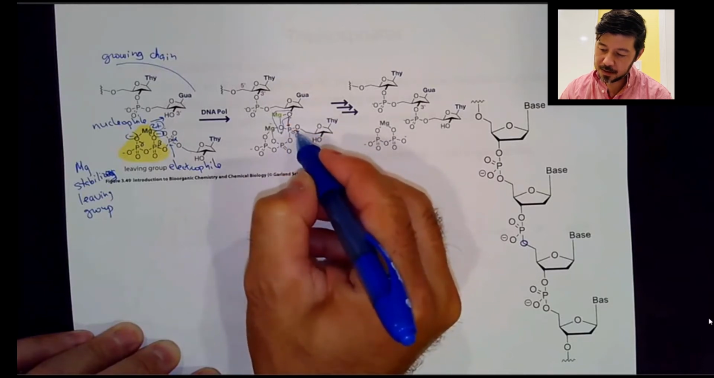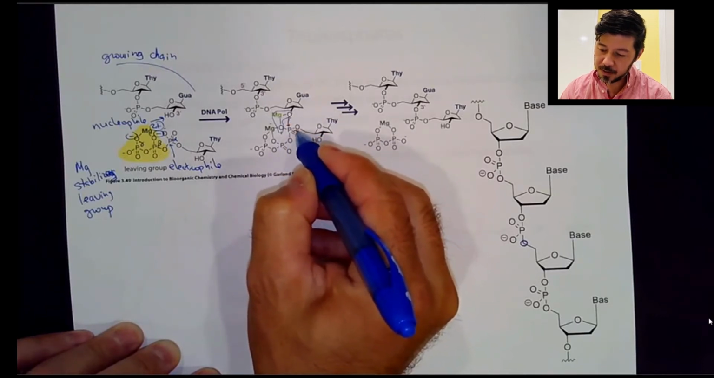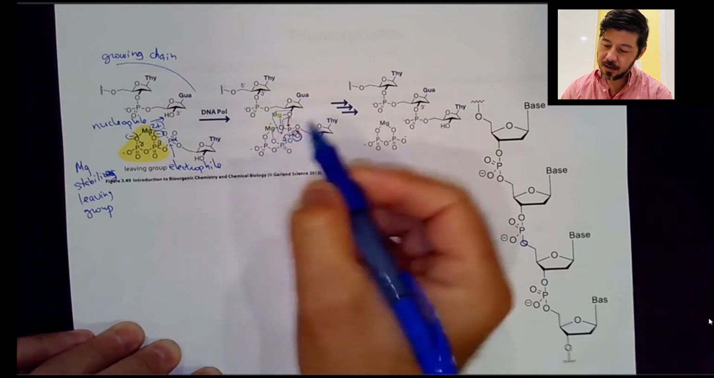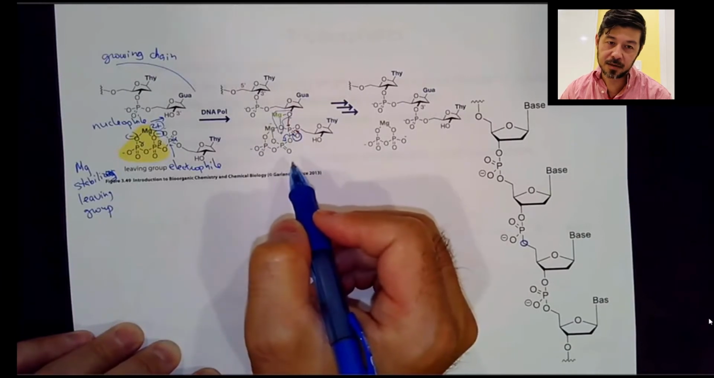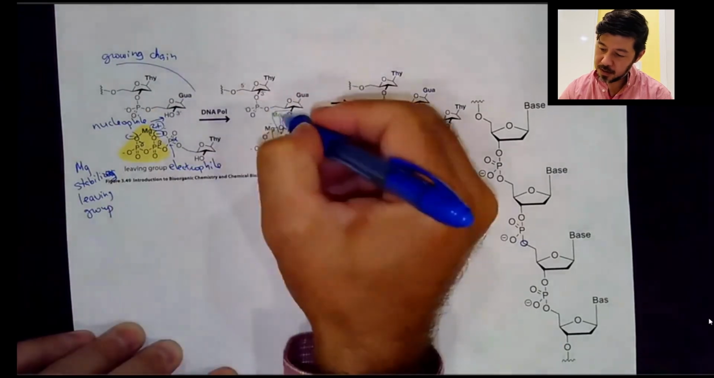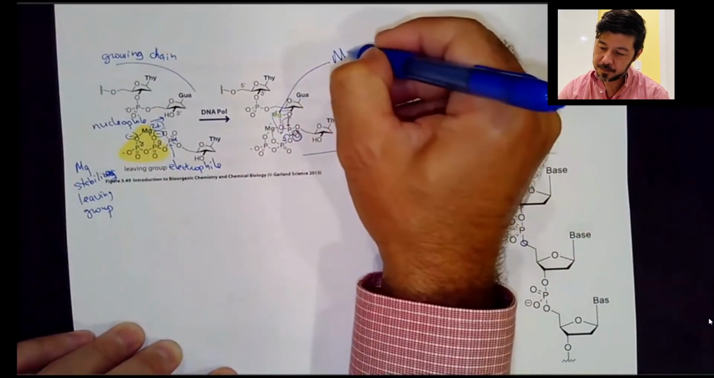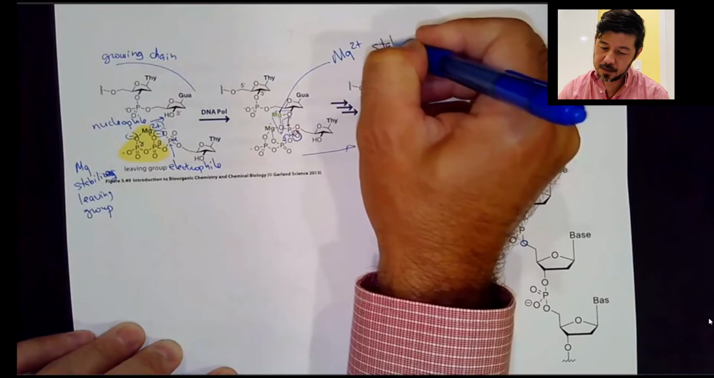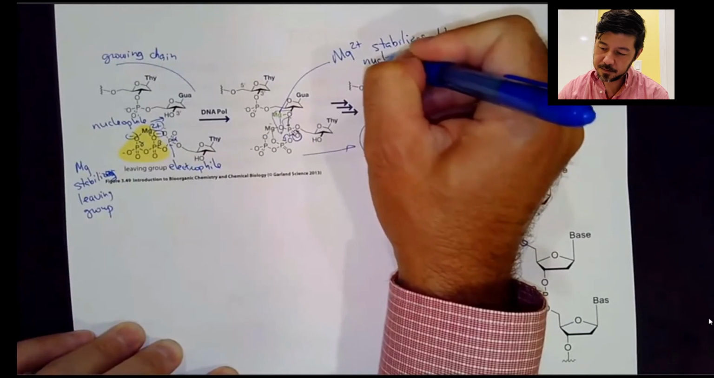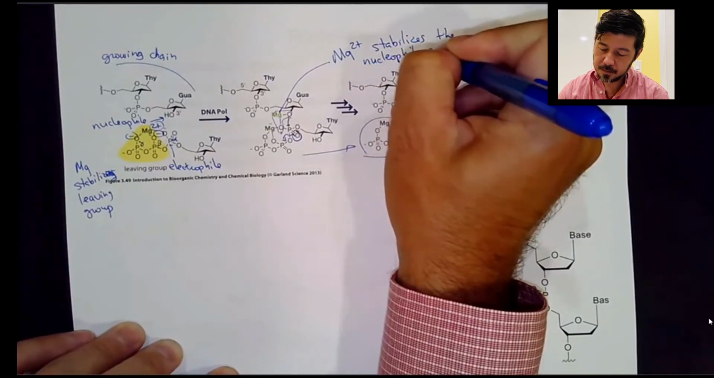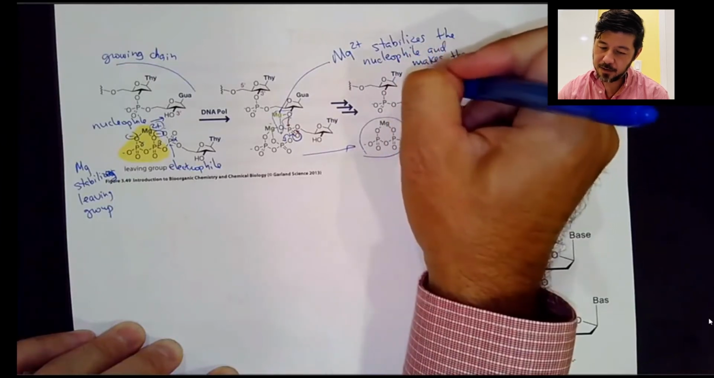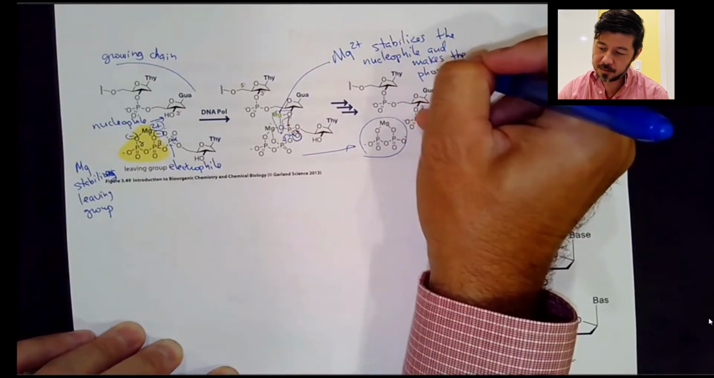So when this attacks, you break that pi bond, then the electrons will come back down, and then you'll release and kick off that diphosphate with a magnesium ion attached, which is shown here. So that is your good leaving group. So this magnesium here stabilizes the nucleophile and makes the phosphorus more electrophilic.